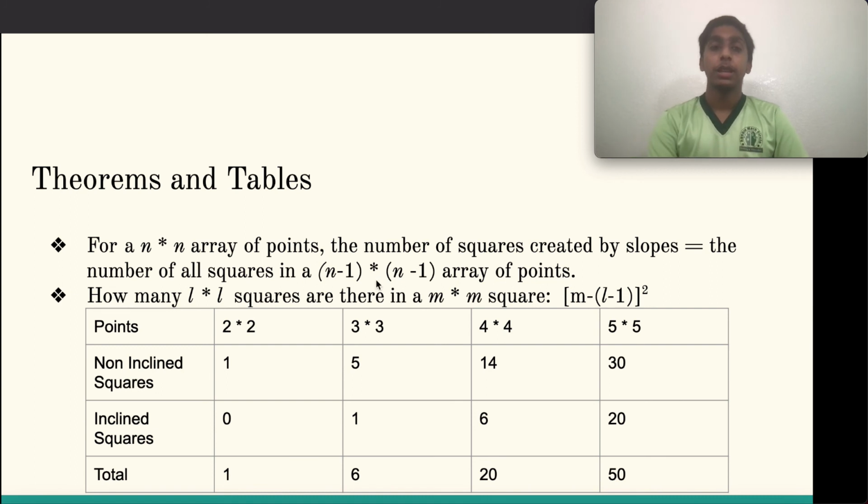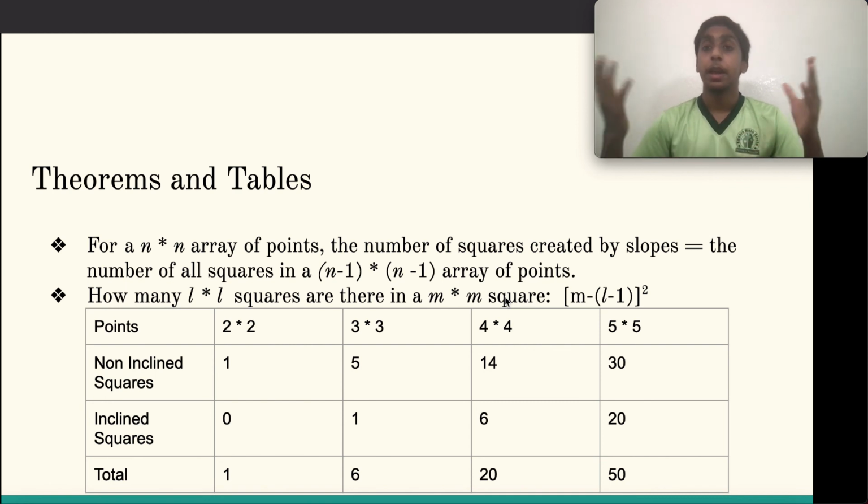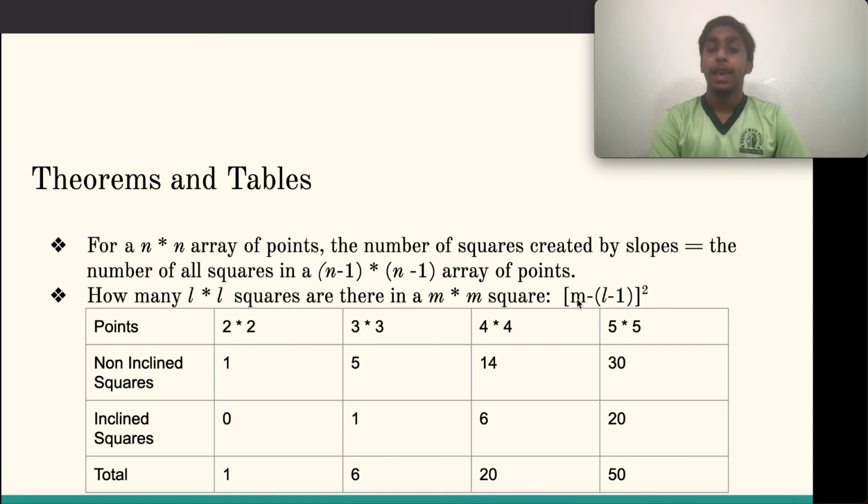Sometimes they'll ask you how many L times L squares there are in an M times N rectangle. L times L can be any value. It could be 5, it could be 4. If they ask how many of those there are in a bigger M times N rectangle, our formula is (M minus L plus 1) squared. So here's a little table. Based on our points and what they're asking us, we can calculate how many squares there'd be.